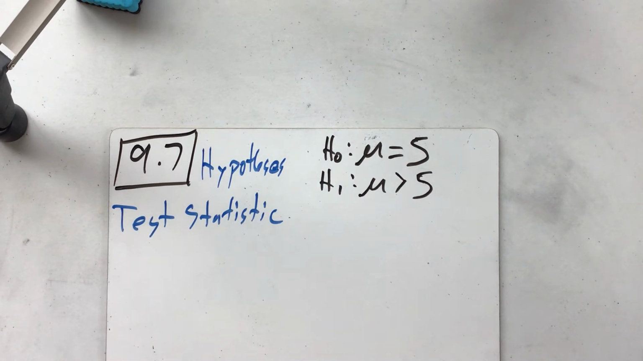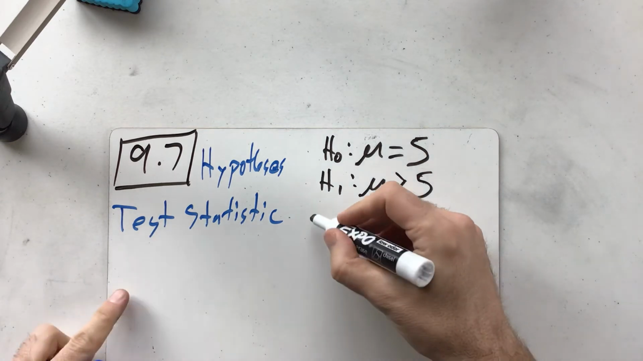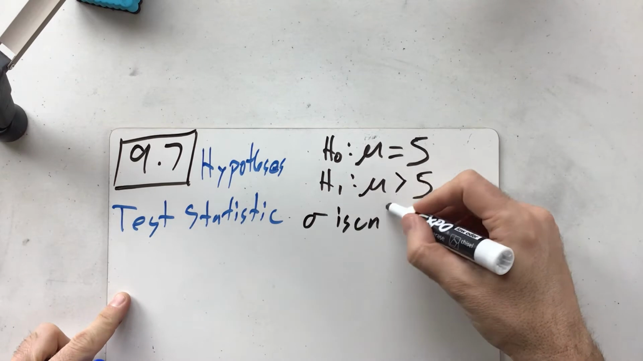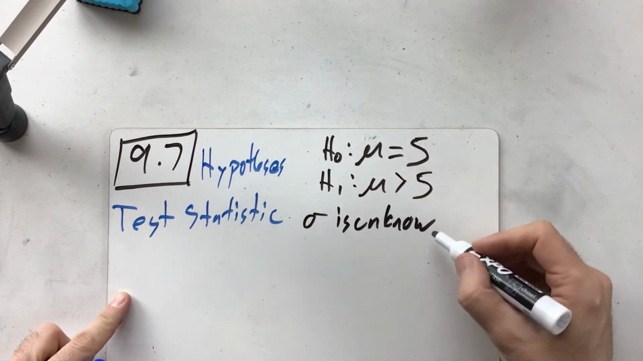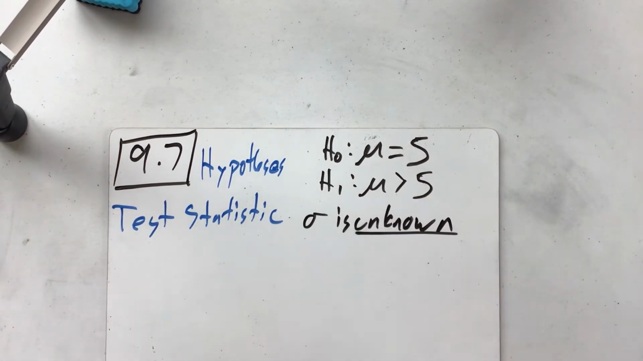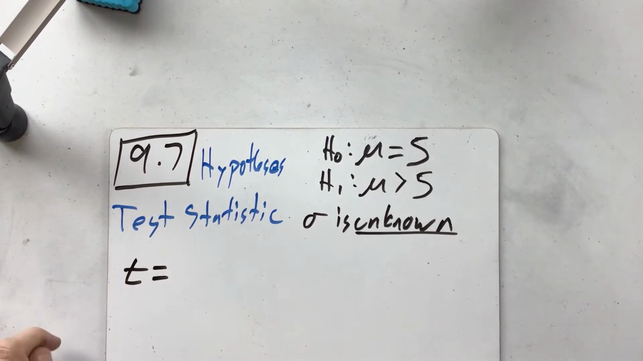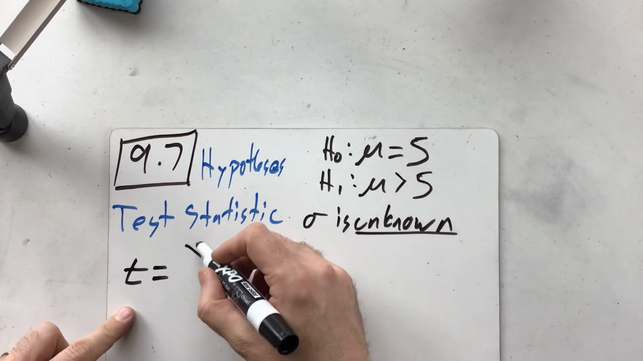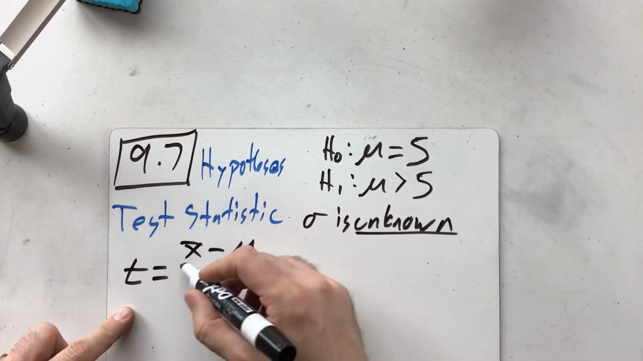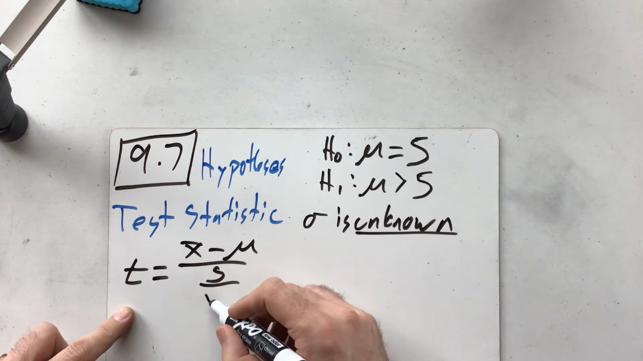So on this one, sigma is unknown. Since sigma is unknown, that means we have to use our t statistic instead of our z statistic. So here we get t equals x bar minus mu divided by s over the square root of n.